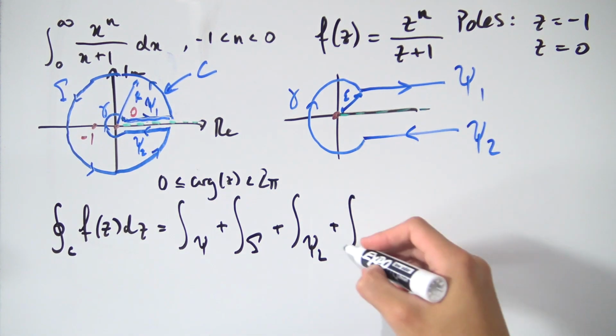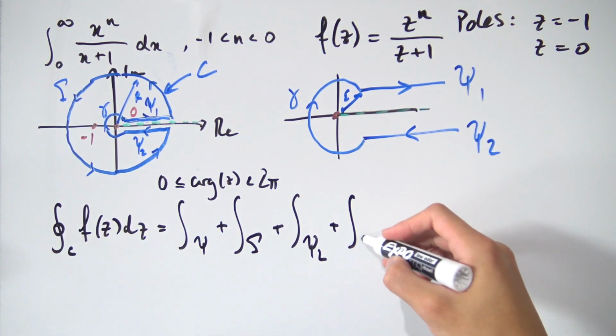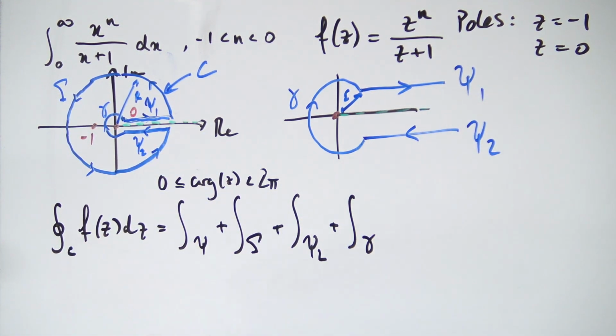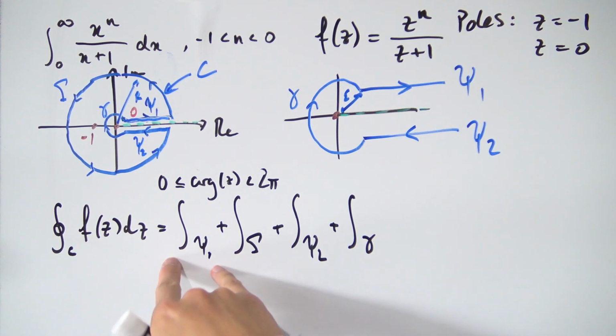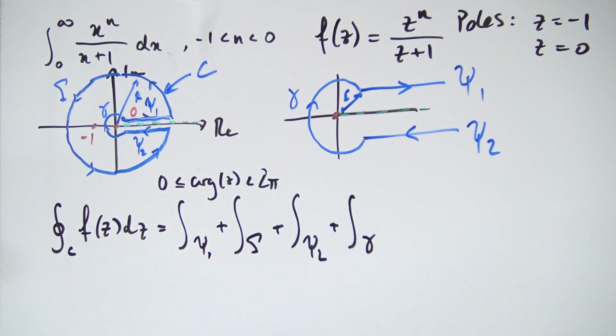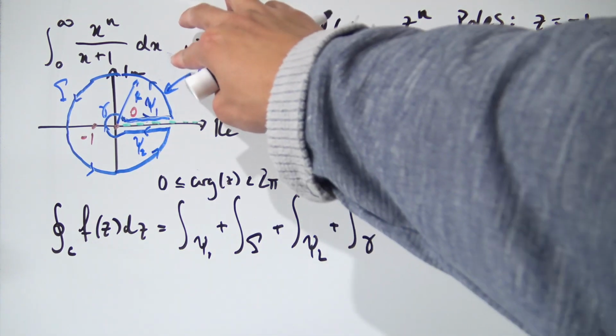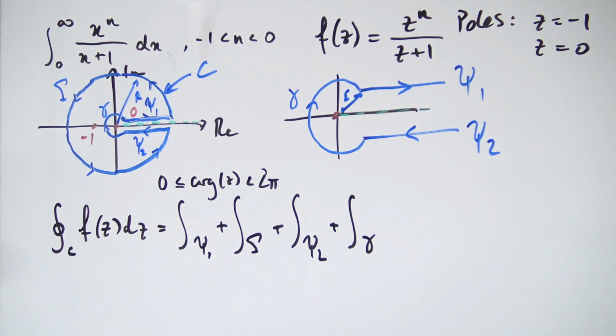Then we're going to add the integral over little gamma. And that's basically our whole contour, each of these four paths right here. And I've got a 1 right here. This integral is actually the integral of interest to us, because when we take the limits as epsilon goes to 0 and r goes to infinity, we're going to end up with this integral here. So we have this equation that we're going to be coming back to later on. Let's focus on each of these integrals one at a time.